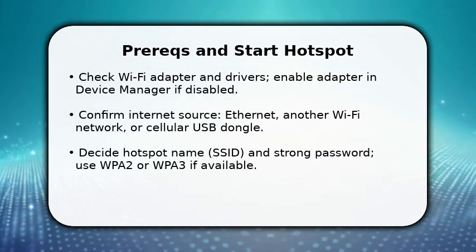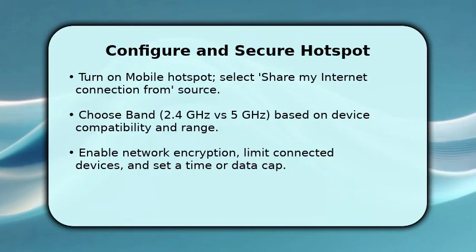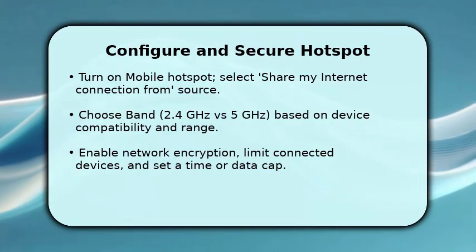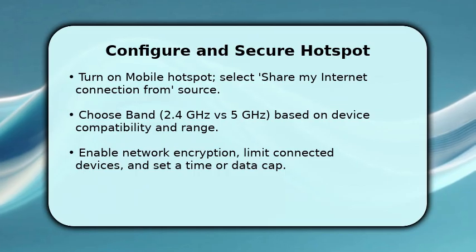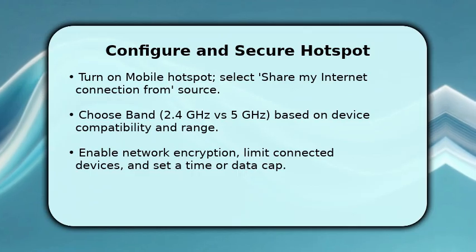Next, you configure the hotspot details and security. Turn mobile hotspot on, then pick the internet source and check the network band. 2.4 GHz for range and older devices, 5 GHz for speed and less interference.